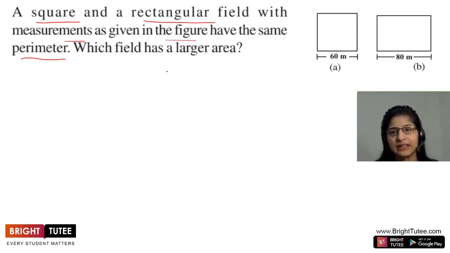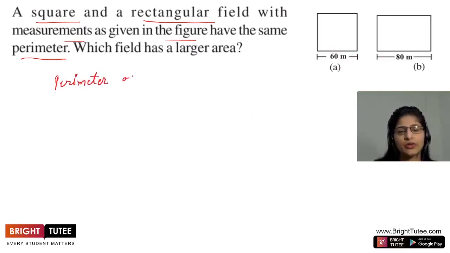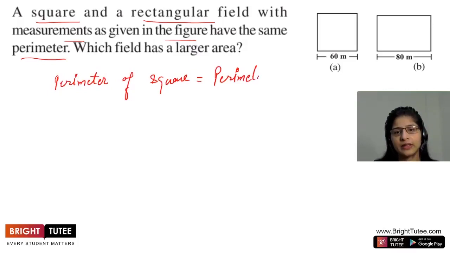Can we check that? They are saying the perimeter is same, and they are asking which will have the larger area. So what is the perimeter of the square? We will write that perimeter of square is equal to perimeter of this rectangle which is given to us.